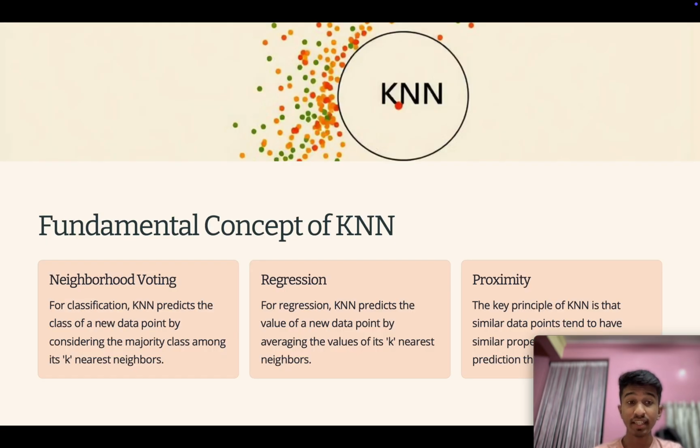The fundamental concept of KNN is neighborhood voting. For classification, KNN predicts the class of a new data point by considering the majority class among its nearest neighbors. That is one example, and it is also used for regression. KNN predicts the value of a new data point by averaging the values of its K nearest neighbors. So it takes into consideration the regression task as well as the classification task. Also, it is used for proximity. The key principle of KNN is that similar data points tend to have similar properties, and hence we can predict the proximal values of that particular data point.